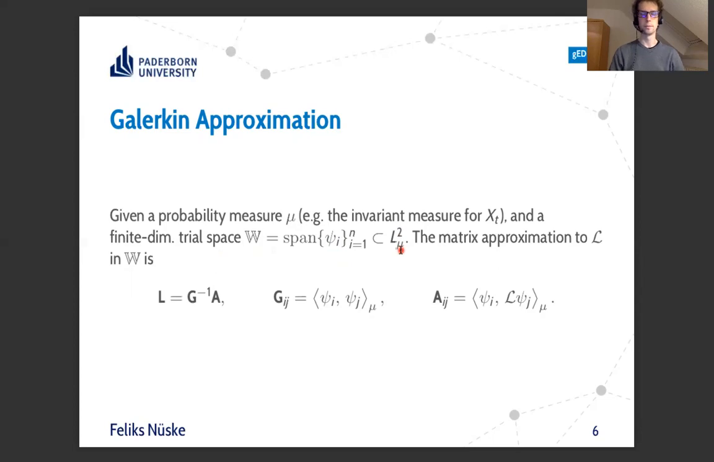And then it follows from standard Hilbert space theory that the best matrix approximation to L on the space W is the following matrix, also denoted by L, and it's a product of the inverse of a mass matrix G times a stiffness matrix A. So the elements of G are just inner products in L2(mu) between any two basis functions, psi_i and psi_j, and the entries of the stiffness matrix A are given by basically the sandwich between any basis function psi_i and the action of L applied to another function psi_j. And all of these inner products again are weighted by the probability measure mu that we have selected in the first place.